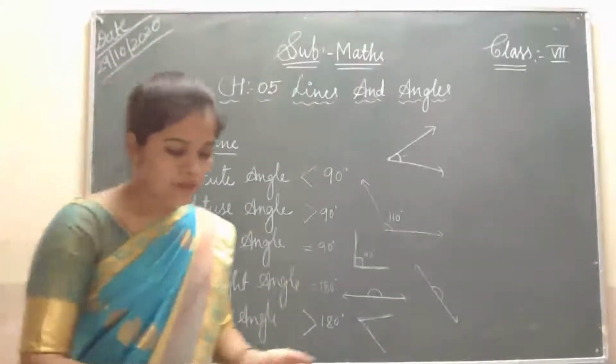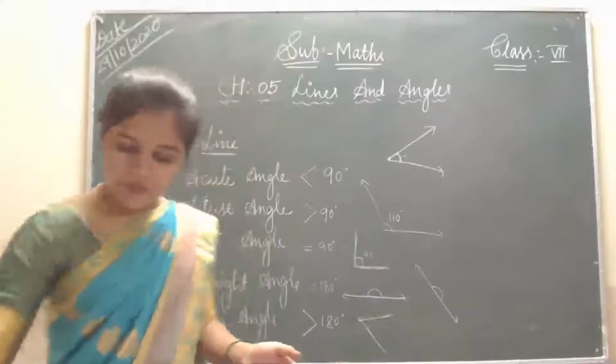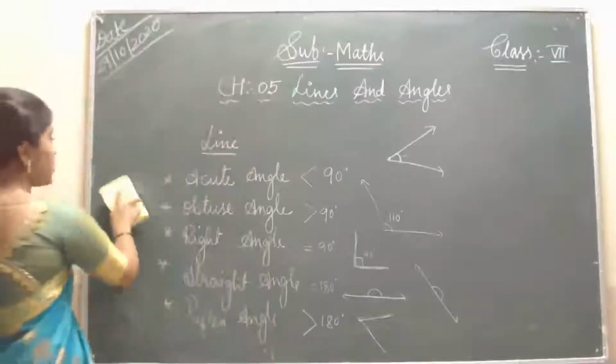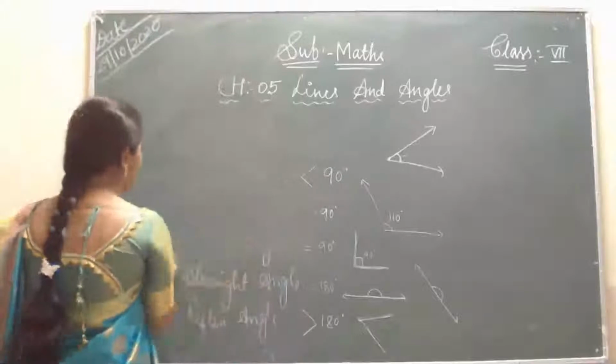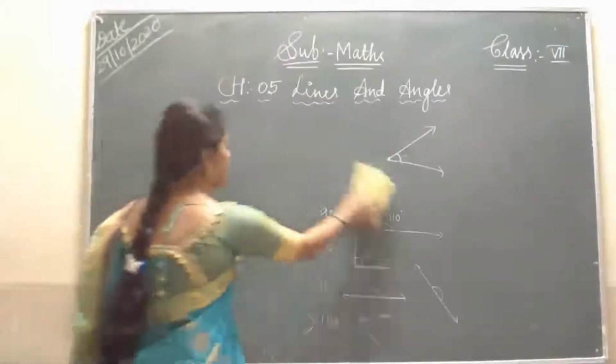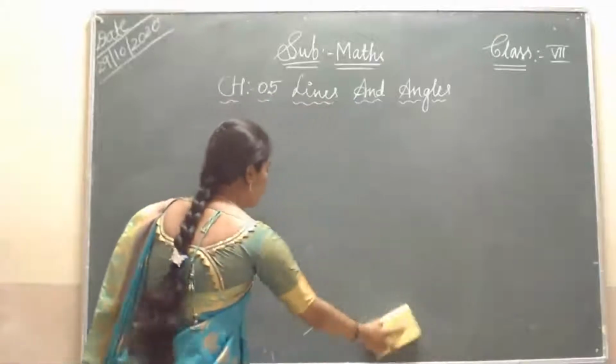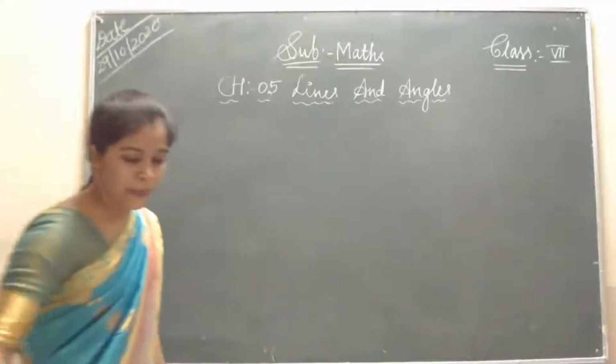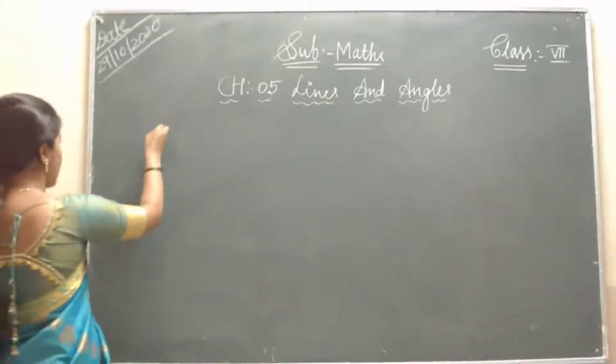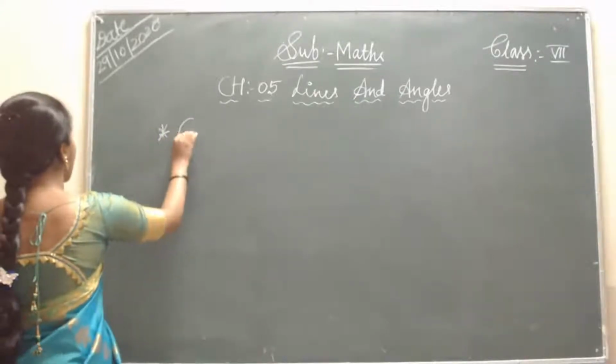Next, in this, there are other types of angles, that is, complementary angles and supplementary angles. There are two more types of angles.